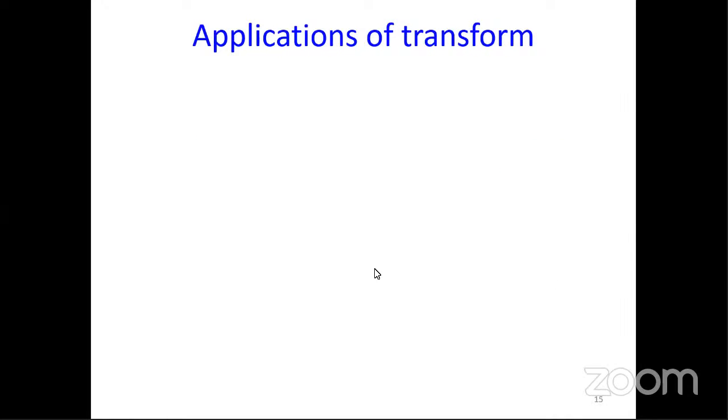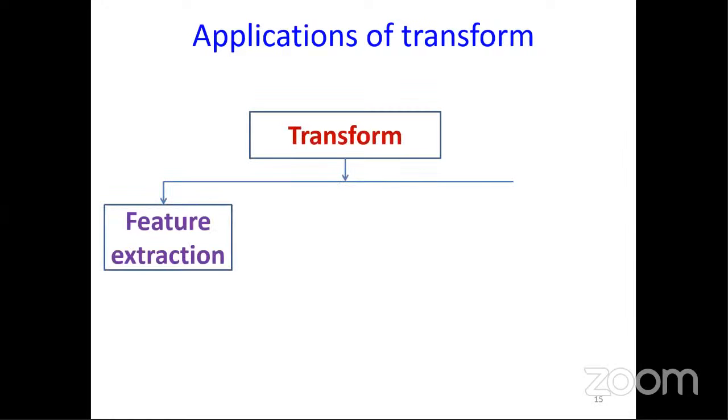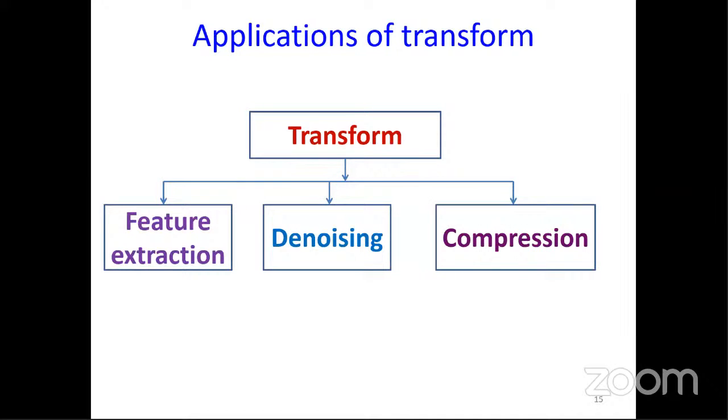Now, what are all the applications? Different applications for the transform. One, with respect to biomedical signal processing, it helps us to get the important features, so feature extraction. Second, I can apply it for denoising, and then we can go for compression. So using this transform, we can do different kinds of activity. I have listed only these three, so we will be concentrating on these three in this lecture.